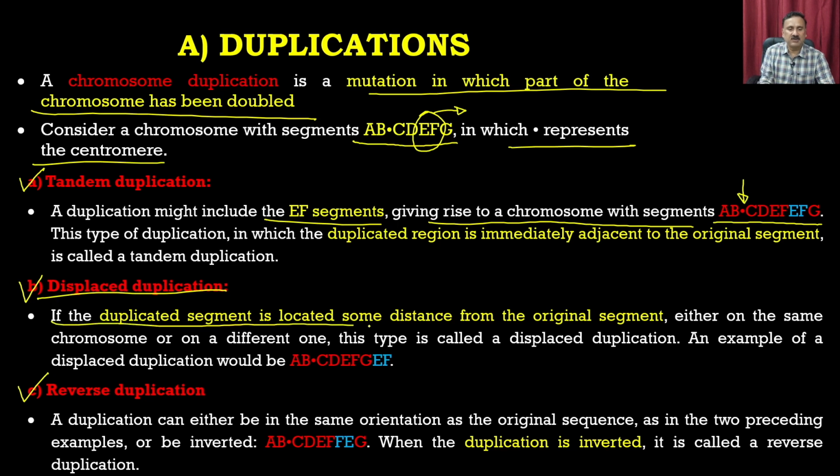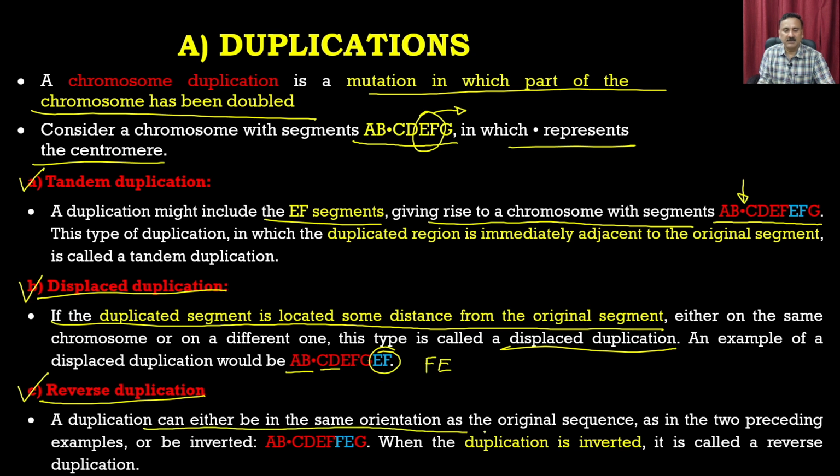Then we have the displaced duplication. If the duplication is located some distance from the original segment, either on the same chromosome or on a different one, then it is called a displaced duplication. For example, AB, then CD, EF, GH, and then EF at the end of the chromosome. And then you have a reverse duplication, which means the EF is present as FE. A duplication can either be in the same orientation or, as in the preceding example, inverted. For example, A, B, C, D, E, F, and then F, E, and G.